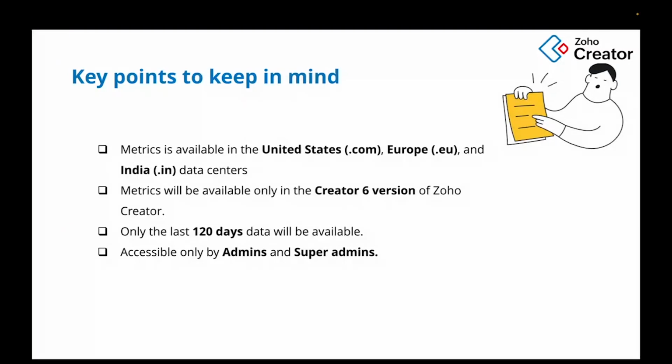Then it will be available only in the Creator 6 version of Creator, and you can see the last 120 days data. Only the last 120 days data will be available, and this matrix can be accessed only by the admins and the super admins, right?